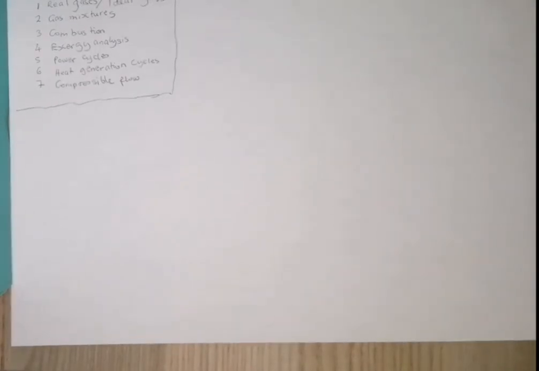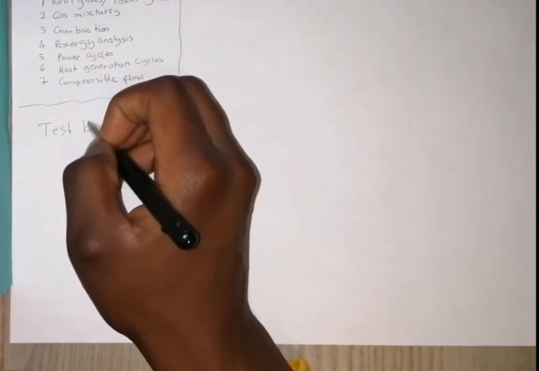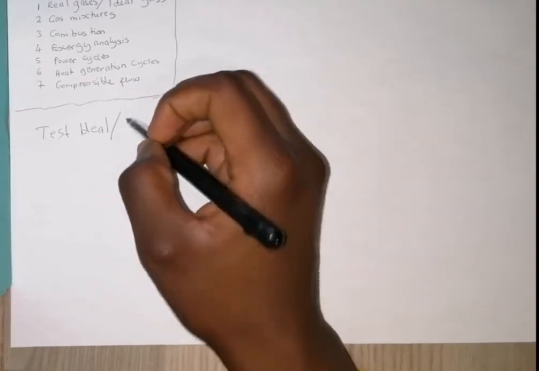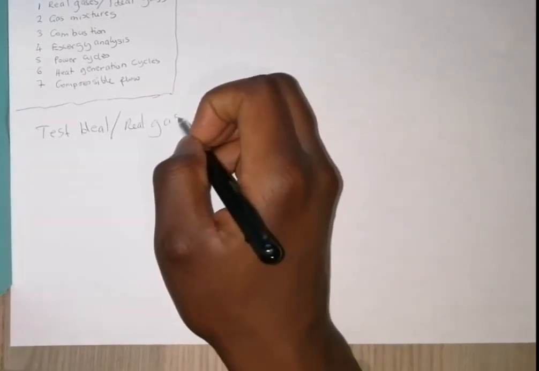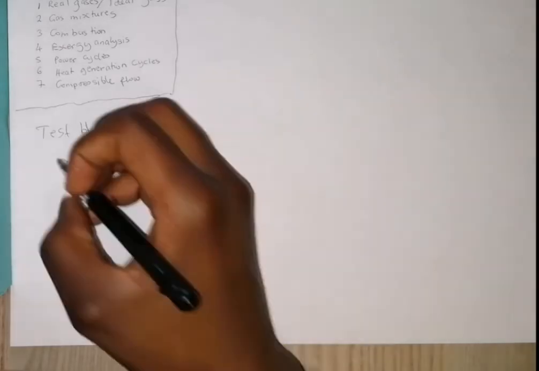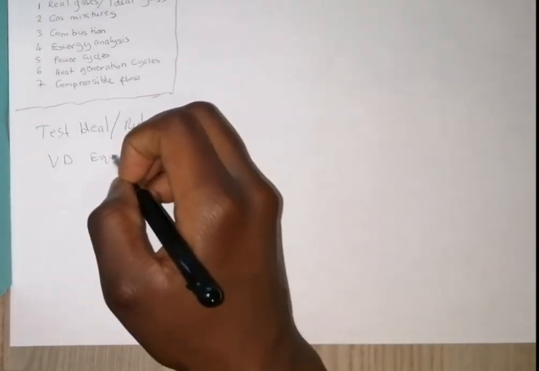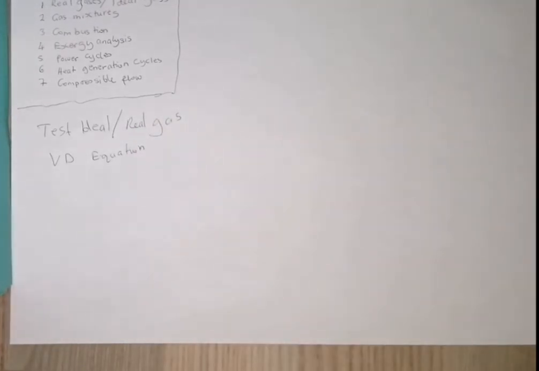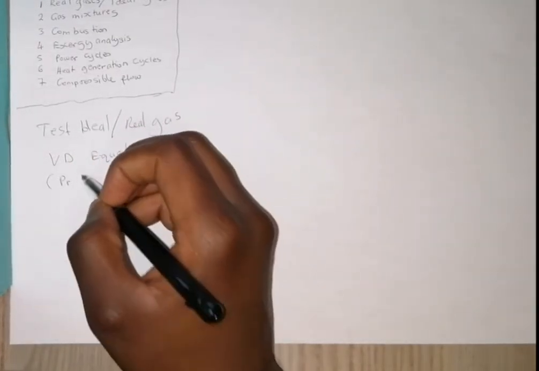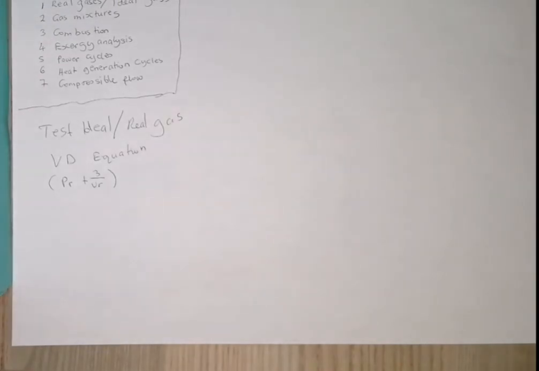Okay, so what's going to happen now is we're going to use method 4. So we're still testing for ideal or real gas. So the fifth method which we're going to use is using the van der Waals equation. So this equation is written as PR, which is the reduced pressure, plus 3 over VR, which is the reduced specific volume.